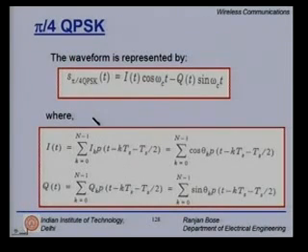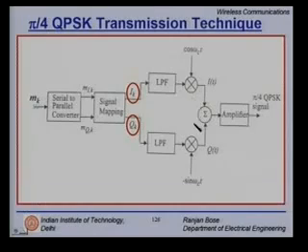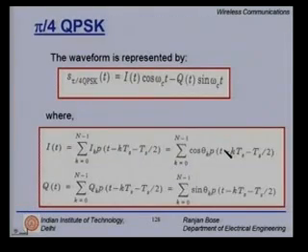So what is the waveform? The waveform in the time domain for pi by 4 QPSK is I(t) cos omega_c t minus Q(t) sin omega_c t. It comes from passing it through the LPF, multiplying with cos and sin and then adding it up. So we have here I(t) and Q(t). I(t) is given by the summation from k equal to 0 to N minus 1 of I_k p(t minus k T_s minus T_s by 2), and similarly Q(t).